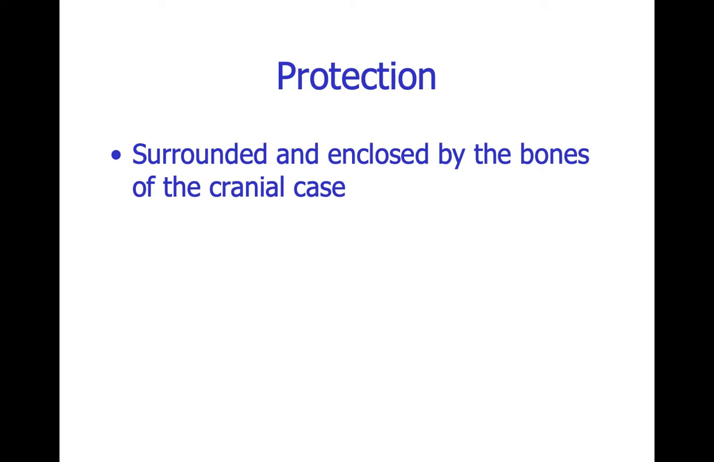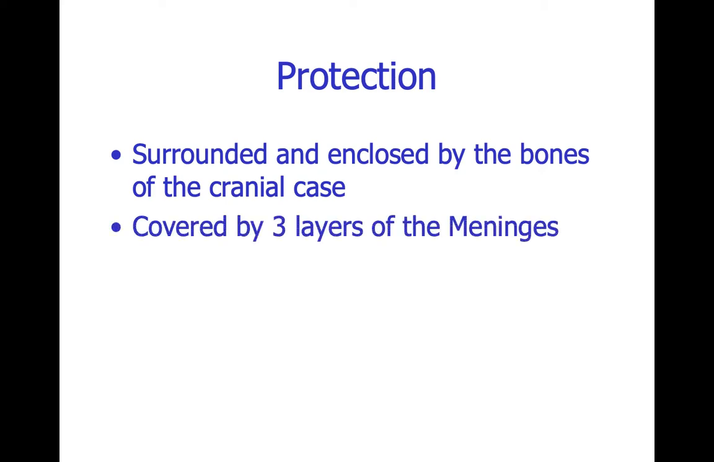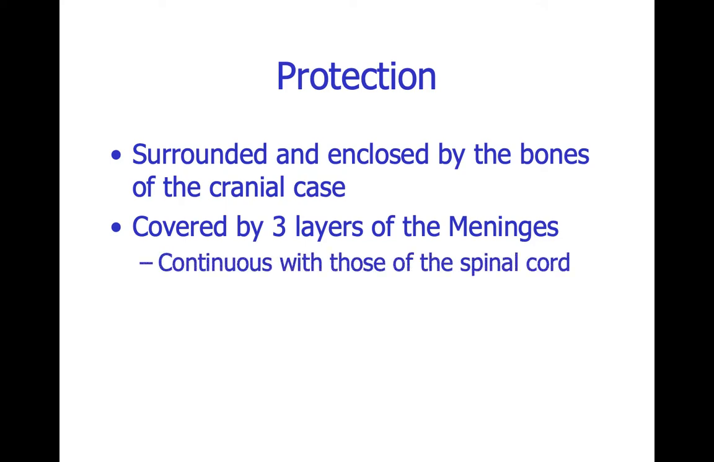So when we talk about protection for our brain, it's going to be enclosed by the bones of the cranial case. Okay, so let's think the parietal, the frontal, the occipital, the sphenoid, throw the sphenoid in there. Also covered by the 3 layers of meninges, those same 3 layers of meninges that we talked about with the spinal cord. It's one continuous piece. So you may be thinking, well, Professor Kelly, then why do we divide it? We divide it simply because we talk about the spinal cord and the brain separately, so we have to talk about the protection separately to keep things straight, if you will.